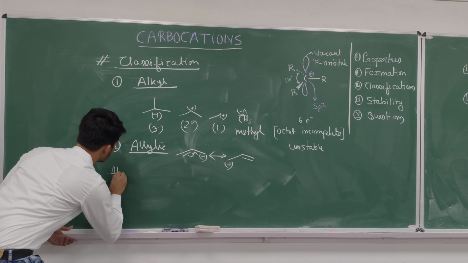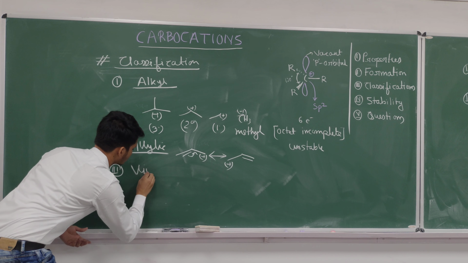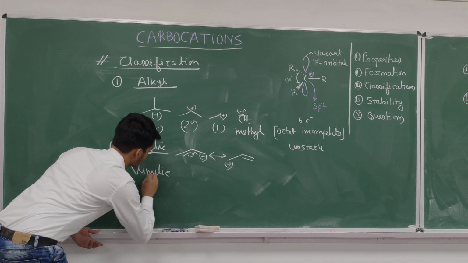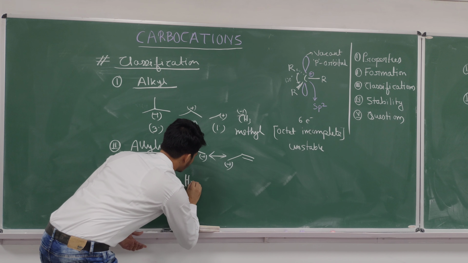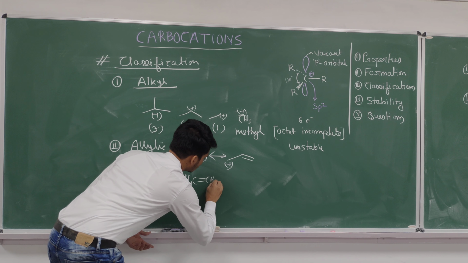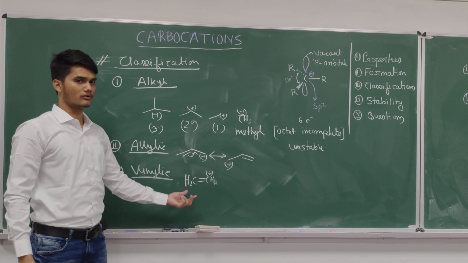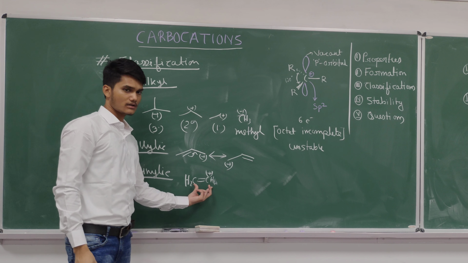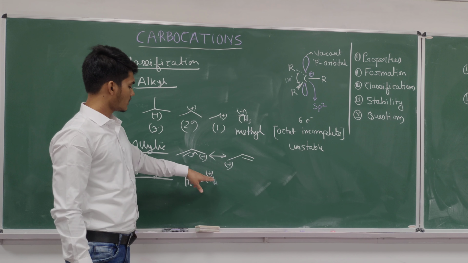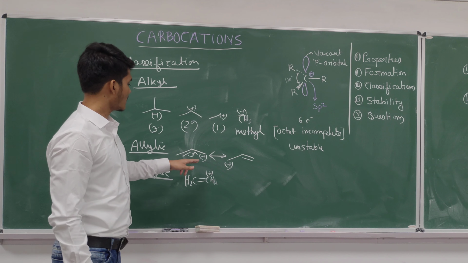And the third one is vinyl. In vinyl carbocation, the carbon having positive charge is attached with another carbon via a double bond. So it is a part of that alkene. So it is a vinyl carbocation, and that one is an allylic carbocation.